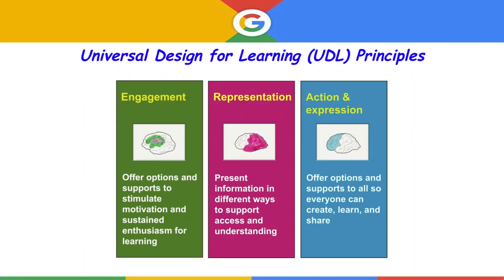The principle of representation involves presenting information in different ways to support access and understanding for students. So looking at the what that we are learning, the different formats in a choice board can include podcasts, articles, and videos. And the last one is action and expression, which is the how of learning. It offers options and supports to all students so they can all create, learn, and share in different ways. In this case, they might all have an essay as an assessment at the very end, but they can create infographics, podcasts, speeches, report writing, or videos in whatever format they want to showcase their learning.